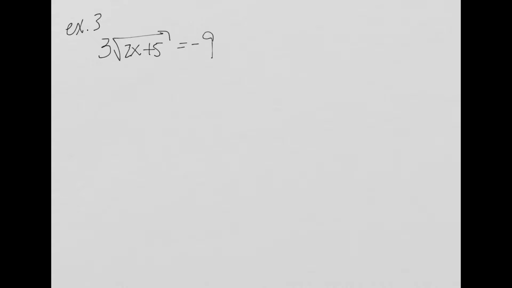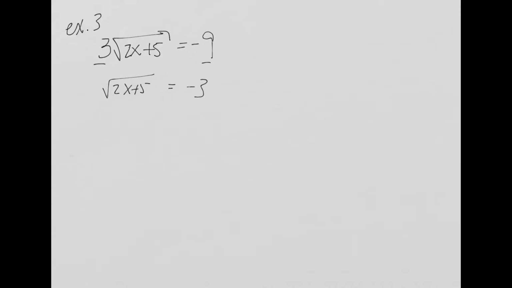So I have 3 times the square root of 2x plus 5 equals negative 9. I get a couple choices here. I can divide by 3 first to get rid of that 3, or I can go ahead and square both sides. It doesn't matter. Let's say we divide by 3 first. So I'll get the square root of 2x plus 5 equals negative 3.